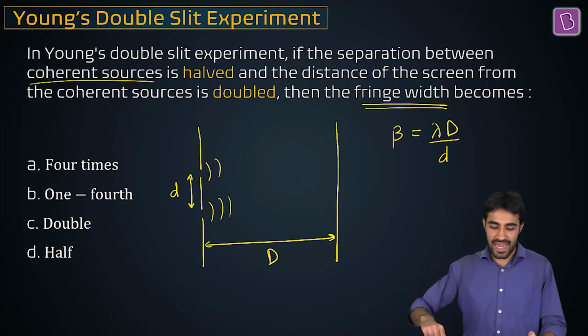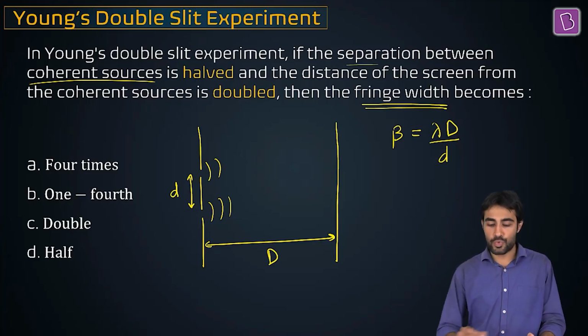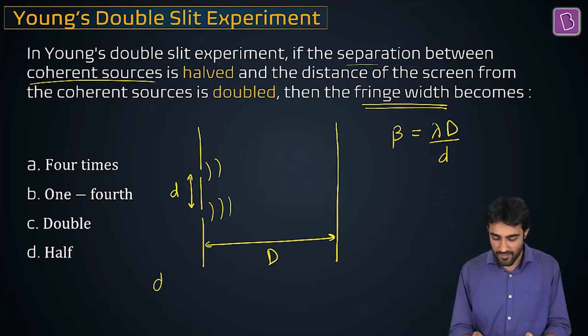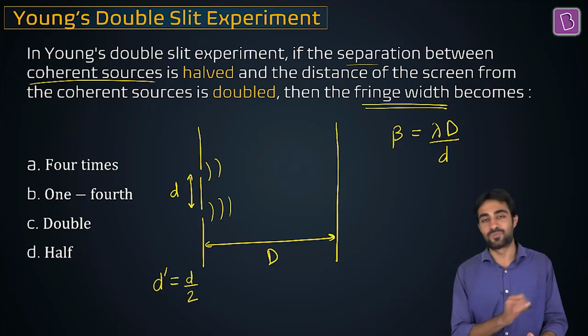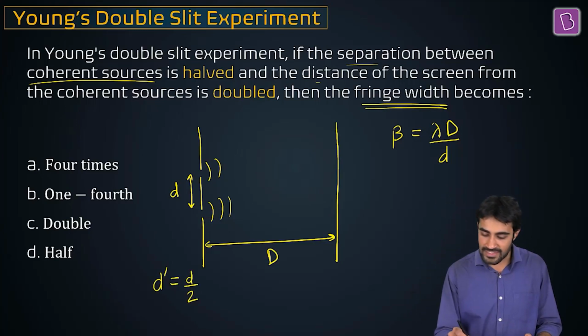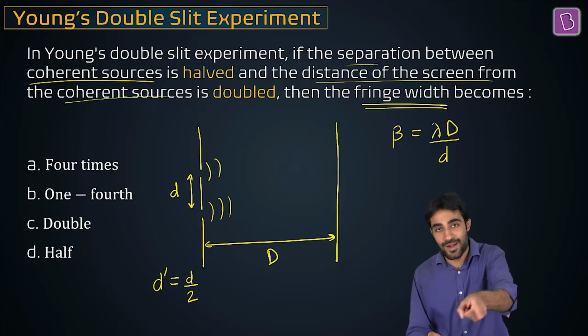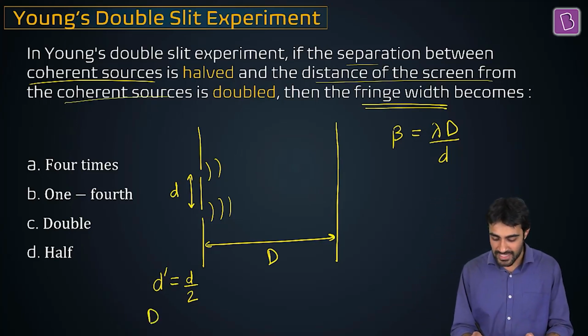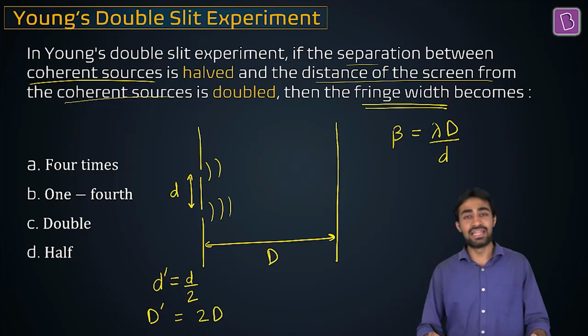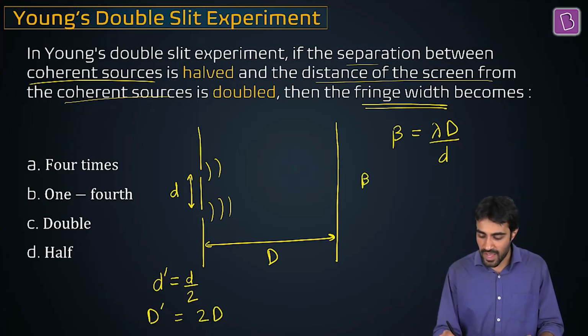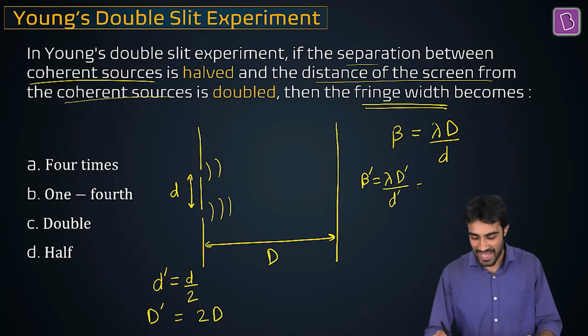Now, in our question, they said that the separation between the two coherent sources is halved. That is, we have a new separation now. We will call it d dash, and d dash is small d by 2. And they said that the distance of the screen from the coherent sources is doubled. So our new distance to the screen is capital D dash, which is twice of D. Now, let's apply the new formula. We will have beta dash as lambda capital D dash divided by small d dash.